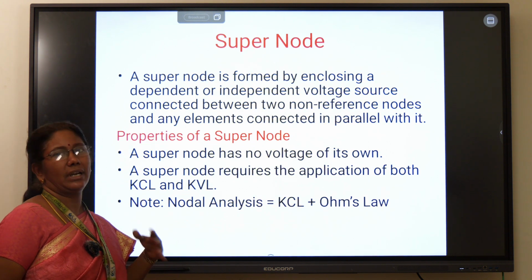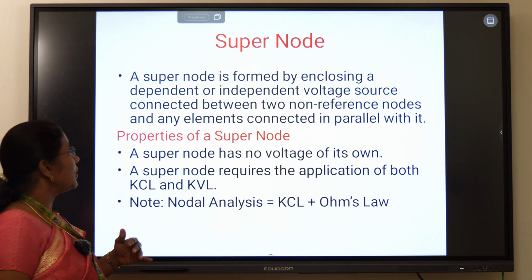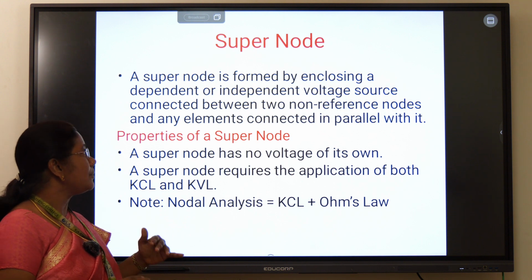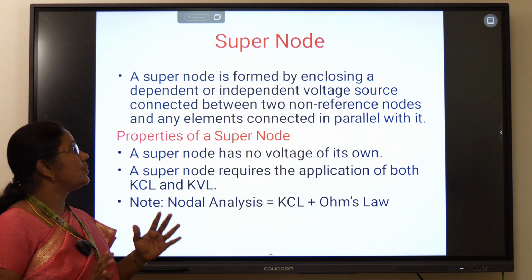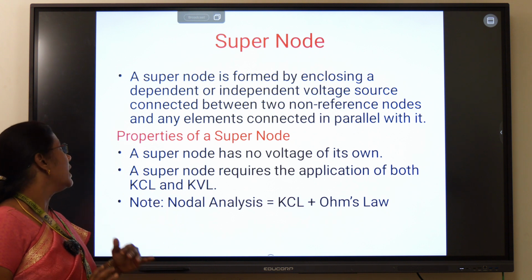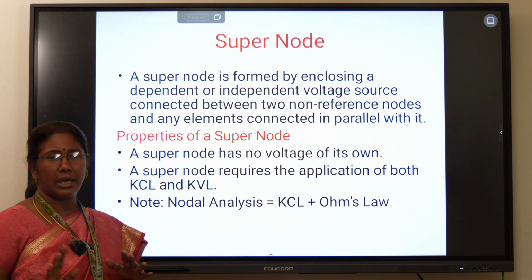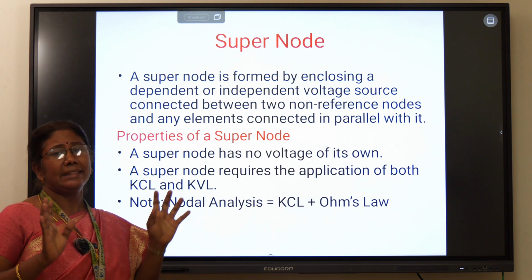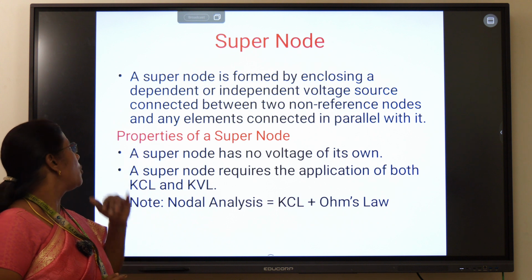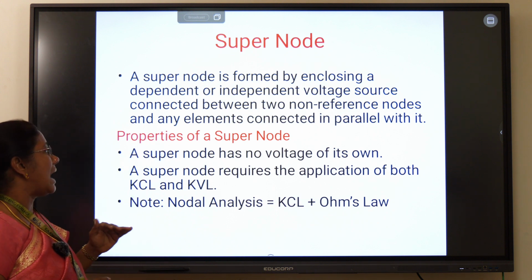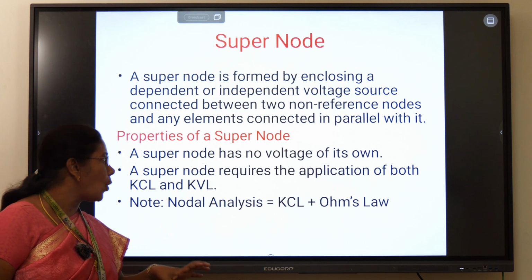Similarly, we have to see what a supernode is. A supernode is formed by enclosing a dependent or independent voltage source connected between two non-reference nodes, because the reference node is a ground node. So if you have any independent or dependent source between two nodes, then that is considered to be a supernode. Then the properties of the supernode: the supernode has no voltage of its own.